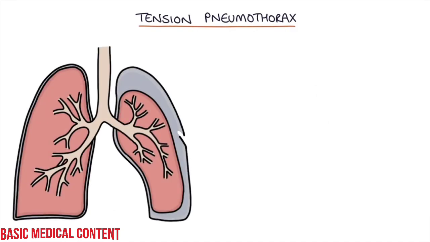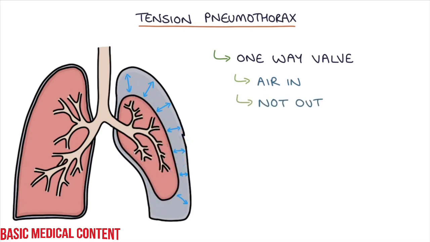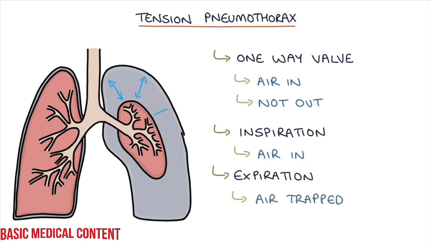We need to talk about something called a tension pneumothorax. A tension pneumothorax is caused by trauma to the chest wall that creates a one-way valve that lets air into the pneumothorax but doesn't let it out of the pleural space. So the one-way valve means that during inspiration, air is drawn into the pleural space, and then during expiration, the air is trapped in the pleural space.